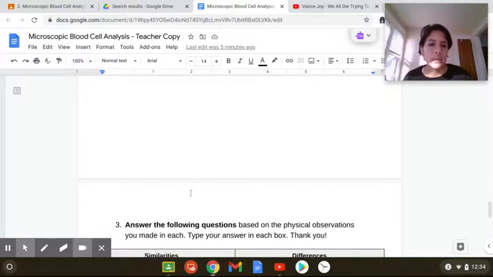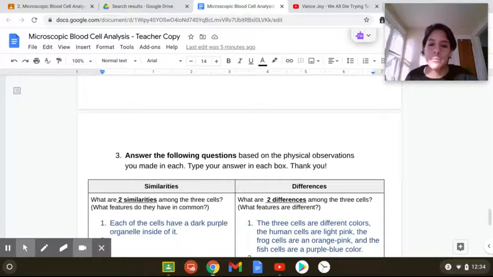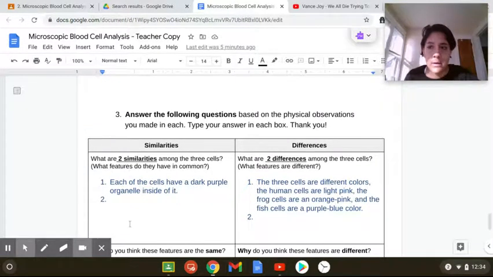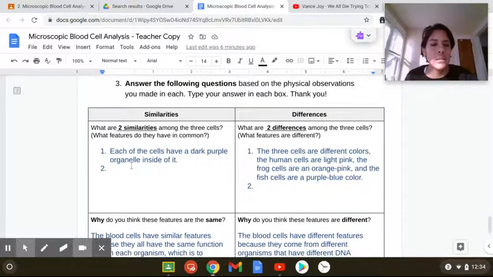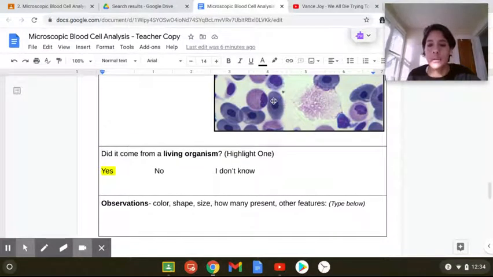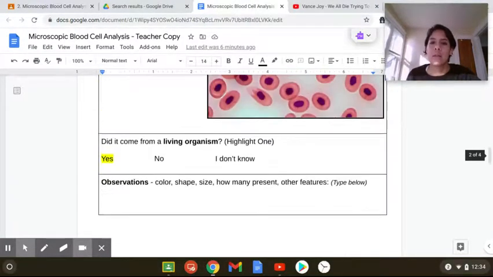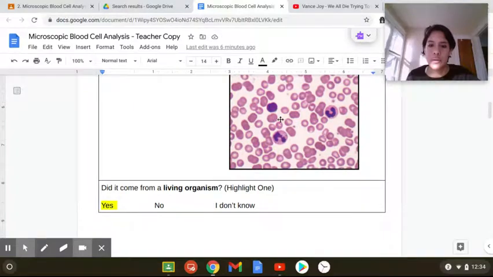Now, the last part says, answer the following questions based on the physical observations you made in each of the slides. Type your answer in each box. So you're going to give me 2 similarities between all 3 cells and 2 differences. So we worked through this in class today. So 2 similarities, I'm going to give you one here. Each of the cells have a dark purple organelle inside of it. That's something that's the same. So if we look at all 3, we notice there's a dark purple organelle on this slide, there's one in these cells, and then there's one here in these 3 cells.